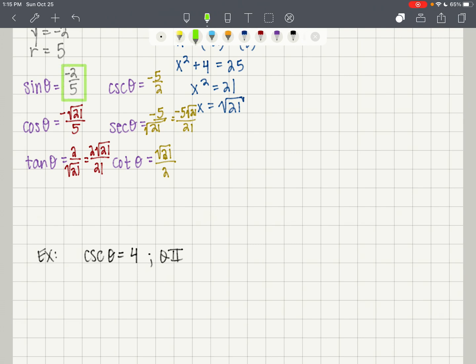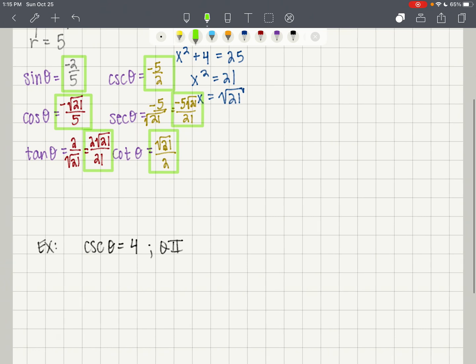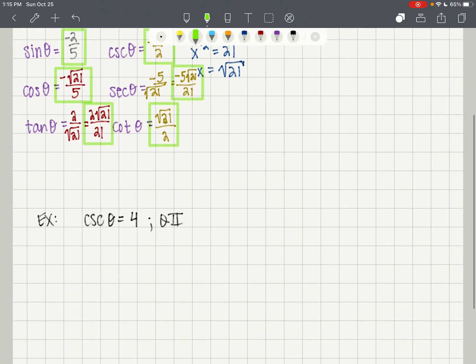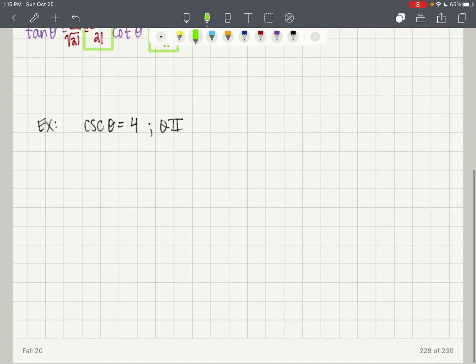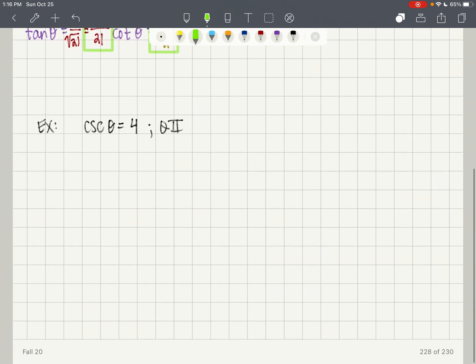I'm going to come through here and I'm going to box the answers. I really did not need to find sine of theta since it was given, but I boxed it anyway so that I have all 6 trig functions boxed. Okay, let's try one more example. We're going to do some more examples, but we're going to try one more example before we head to another video.